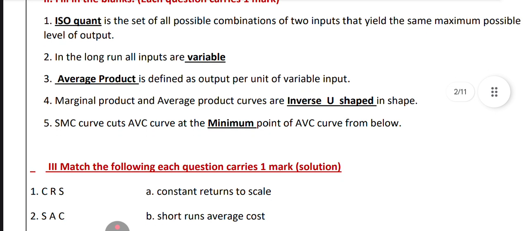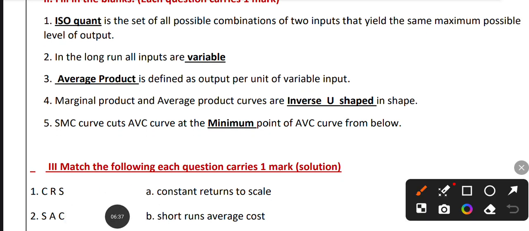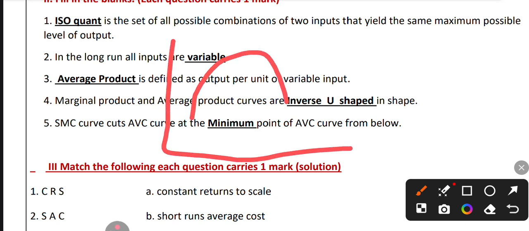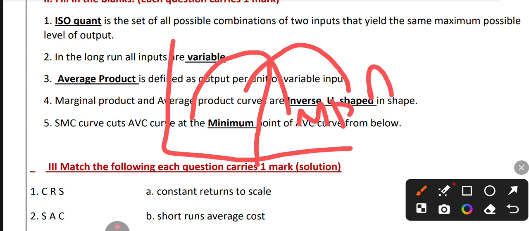Fourth question, inverse U shape. Marginal product and average product are inverse U shaped. How is it possible? You can observe the inverse U shape. So this is MP, this is AP, inverse U shape.